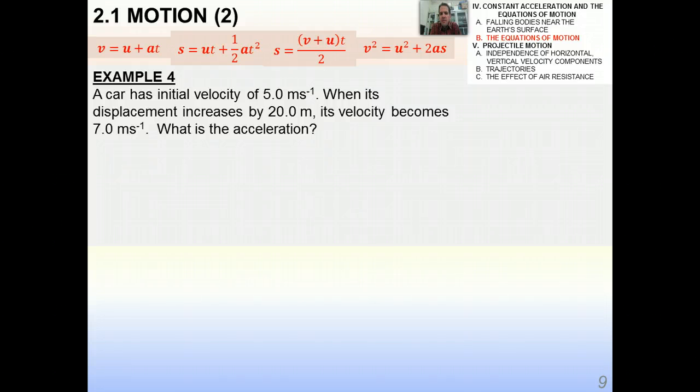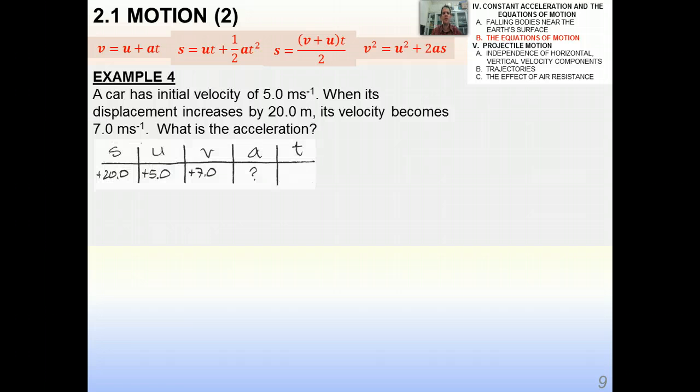Okay, so a car has an initial velocity of positive 5 meters per second. When its displacement has increased by 20 meters, its velocity is now 7 meters per second. So it's speeding up. What's the acceleration? Very easy if you remember the whole SUVAT process. Here's my SUVAT table. Displacement is positive 20, my initial velocity is positive 5, my final velocity is positive 7, and I'm asked to find the acceleration.